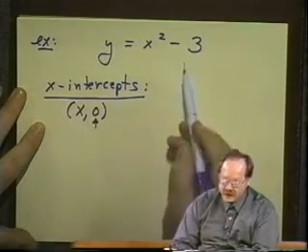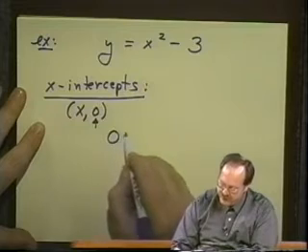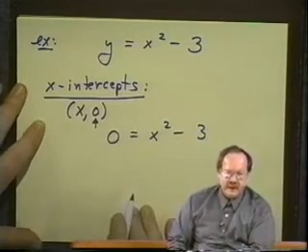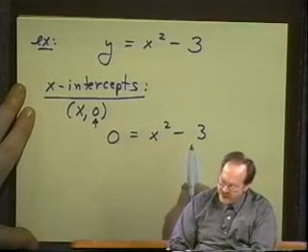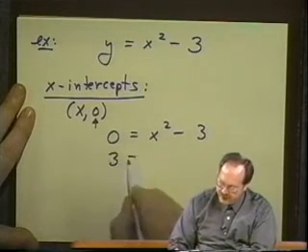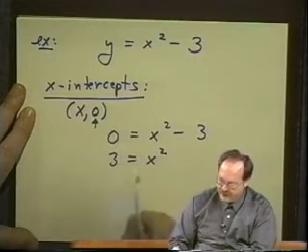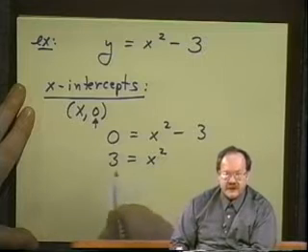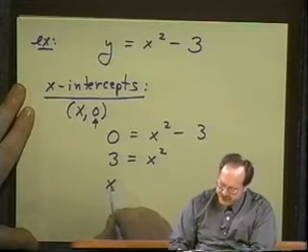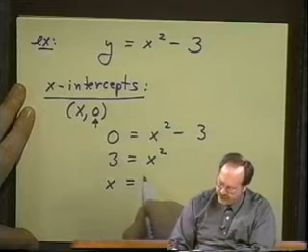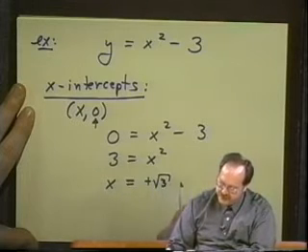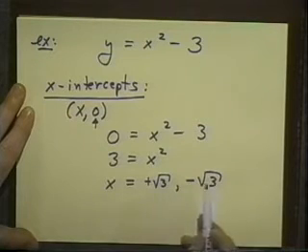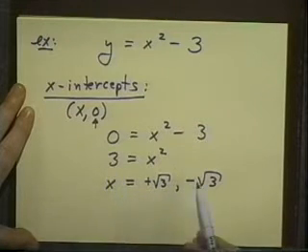Here's my expression. If I let y be 0, I have 0 equals x squared minus 3. So I just need to solve for x out of this. That's fairly easy. I move the 3 to the other side, so I have 3 equals x squared. And then I can reverse that if I like to have my x's on the left. Then I take the square root of both sides, and I end up with x being plus the square root of 3 or minus the square root of 3, because either one of those squared gives me 3. And so I have my two x values.